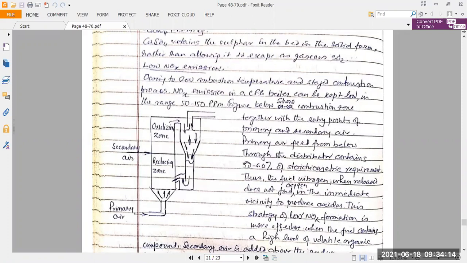Primary air is fed from below through the distributor and contains 50 to 60% of the stoichiometric requirement. Thus, fuel nitrogen, when released, does not find oxygen in the immediate vicinity to produce oxides. This stage of low NOx formation is more effective when the fuel contains a high level of volatile organic carbon.